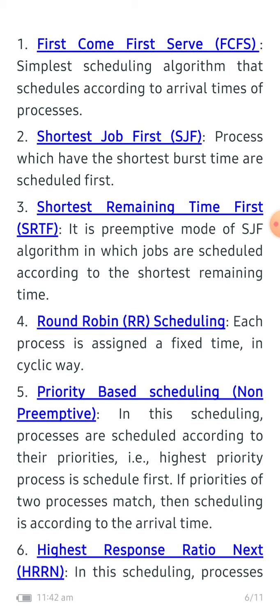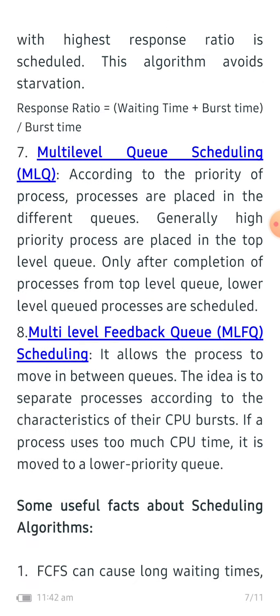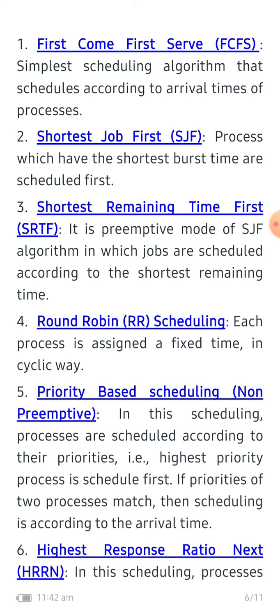Next is shortest job first. The process which has the shortest burst time is scheduled first. That is shortest job first scheduling. Next, shortest remaining time first, SRTF. It is the preemptive mode of the SJF algorithm, in which jobs are scheduled according to the shortest remaining time. When the remaining time is shortest, it is called shortest remaining time first.